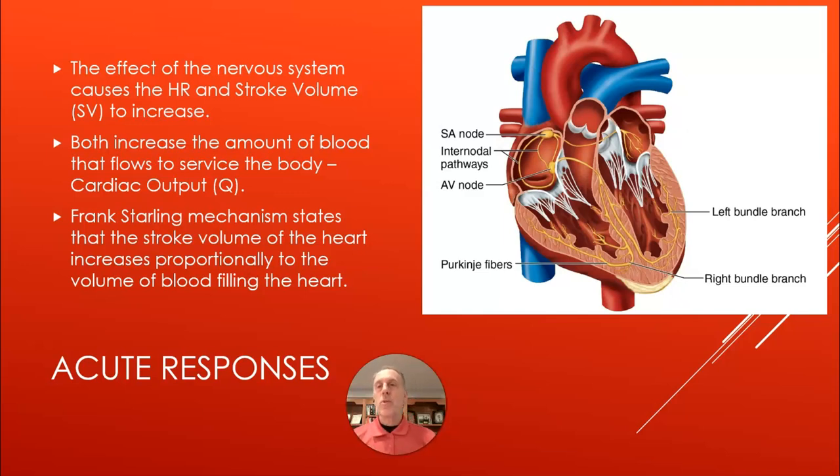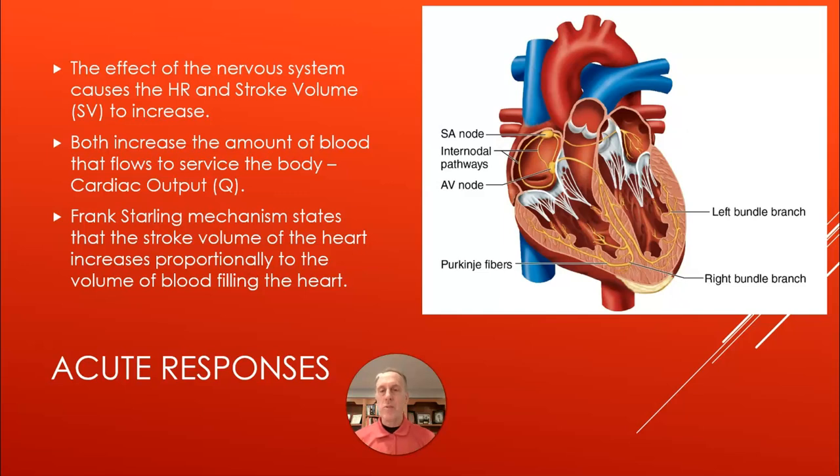But the effect of a nervous system itself, when you start moving, it creates the SNS response of that fight or flight, and it causes the heart rate to go up and the stroke volume to also increase. And this increases the amount of blood that flows to service the body. This is written by the term of a Q with a little dot on top of it. So cardiac output is Q.